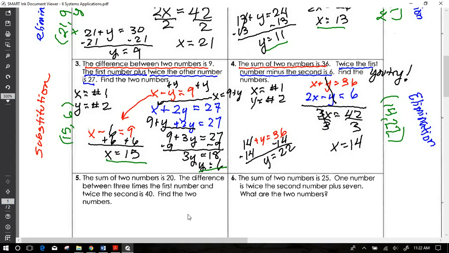All right, welcome back. I have completely solved number 4 using the elimination method, and I got that x equals 14 and y equals 22, and they wanted me to find both the numbers. So I wrote them down out to the side in green. Let's take a look at number 5.